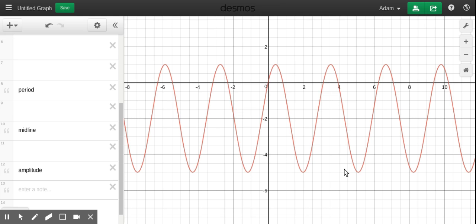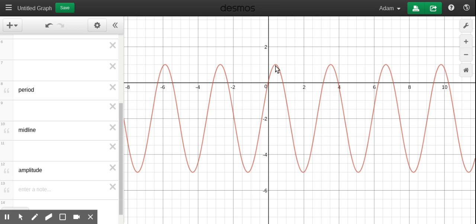Hello. Today we're going to be looking at periodic functions. We're going to be finding more key features out about them. Specifically, we're going to look at the midline and the amplitude for these periodic functions. So I have a periodic function here, and you can see how, looking at it left to right, it is oscillating, it is repeating, both going up and down.